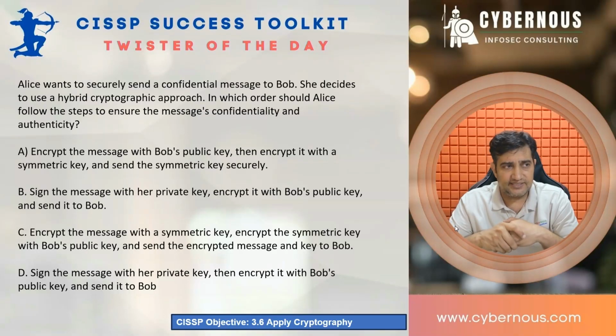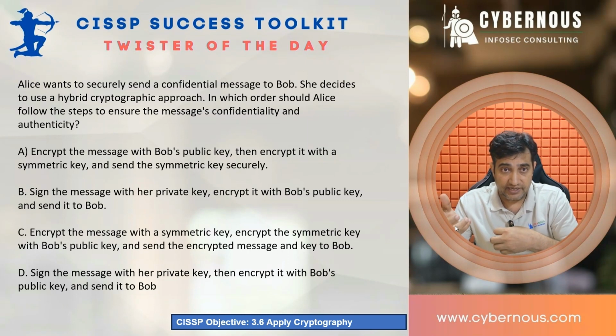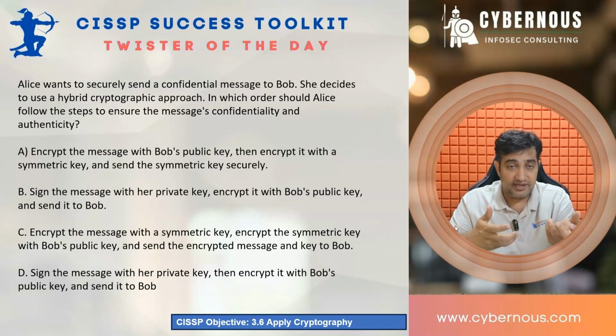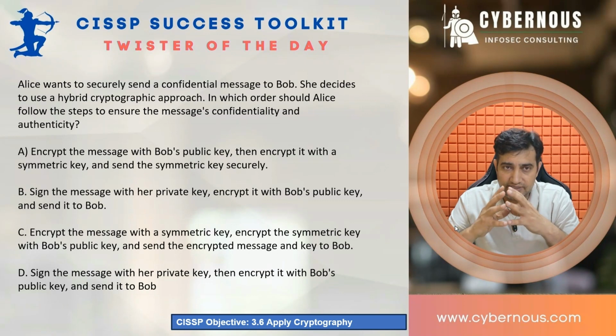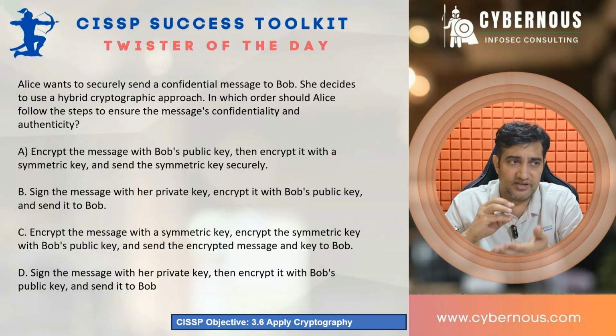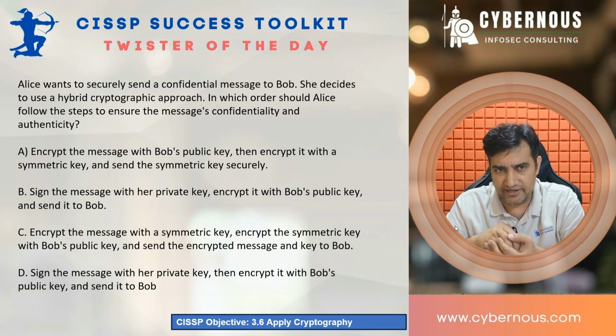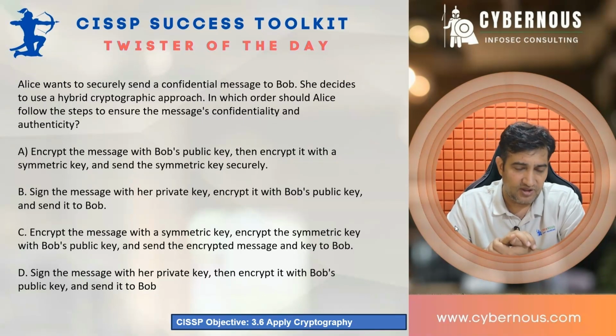Now, option A says encrypt the message with Bob's public key. It makes sense. If Alice is sending the message to Bob, then we encrypt the message with Bob's public key. That is what the option is saying. It is not correct. Why? Because the message can be a bulk message, a huge message. The main message in hybrid cryptography is always encrypted using a symmetric key and not using an asymmetric key. So that is the reason A does not fall in place.